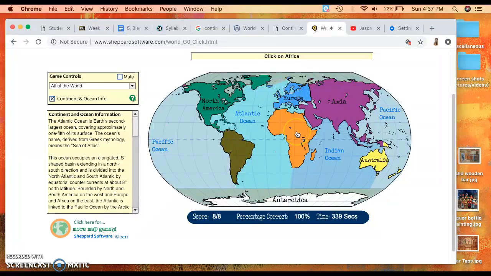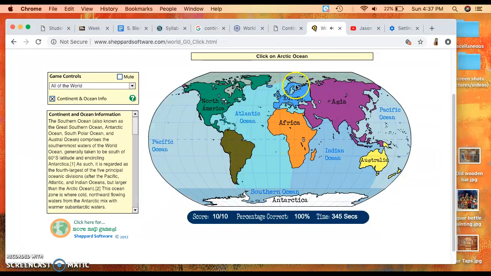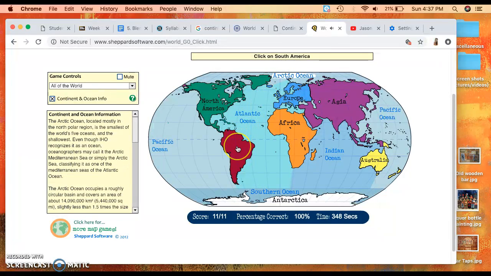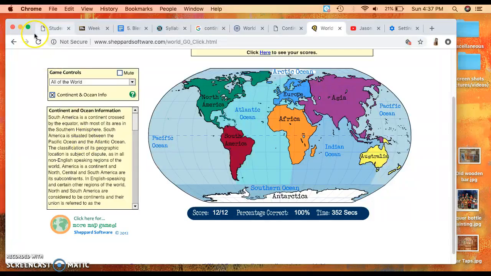Africa, which is one of the biggest continents. Southern Ocean. Arctic Ocean, which is furthest north. South America, which is one of the Americas but south. And that is our score. Again, there are little facts here you can use.